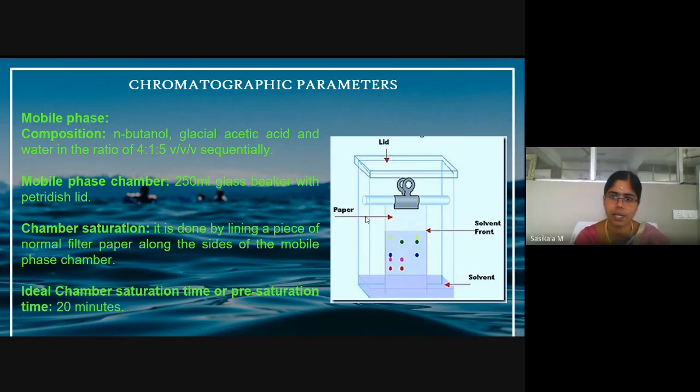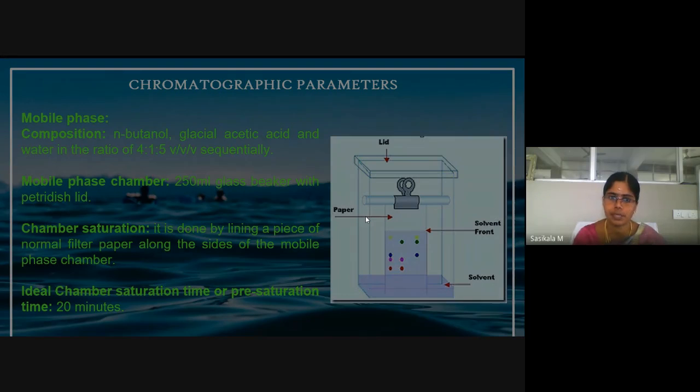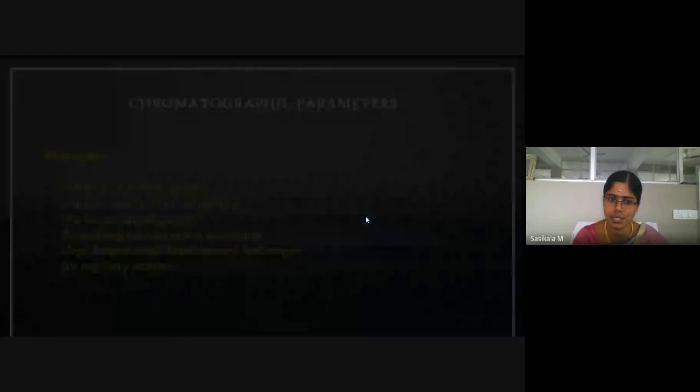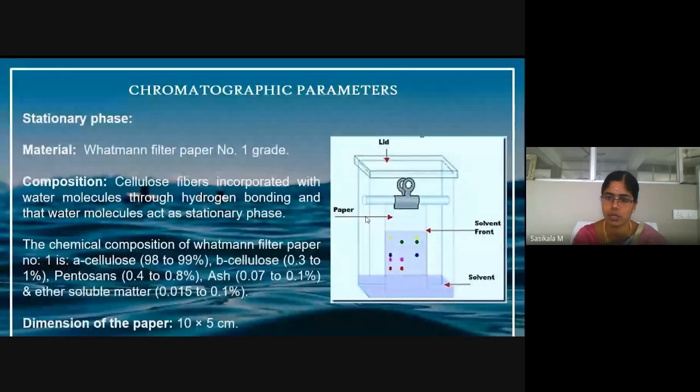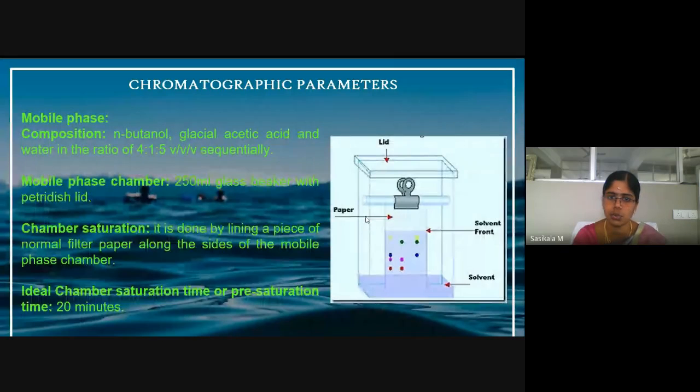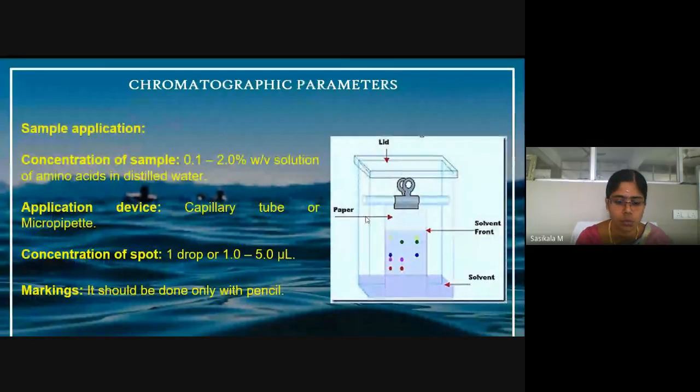So till now, what are the parameters we discussed? The principle behind paper chromatographic separation. Then the stationary phase, what it is used, actually what stationary phase it is, and now the mobile phase. These are the two important parts of chromatographic separation that we have discussed for paper chromatography. Now let's move on to the sample application part.